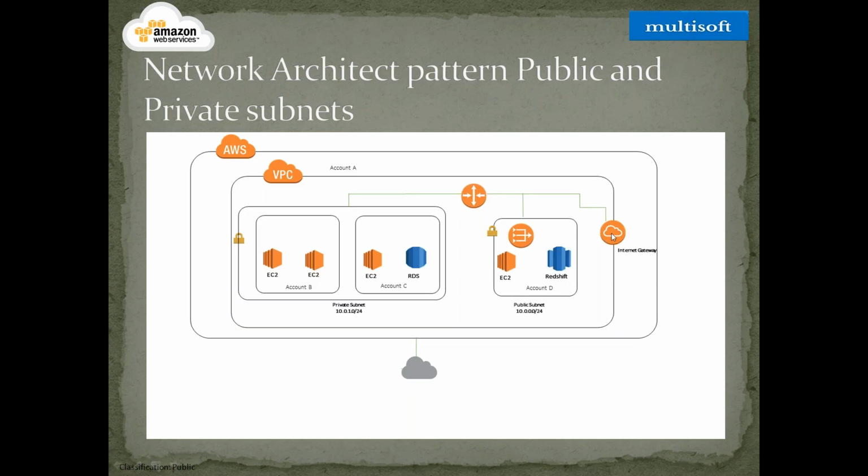If you see here, there's an internet gateway, and this internet gateway is actually connected to this subnet. So when you attach an internet gateway to a subnet, then it's called a public subnet.